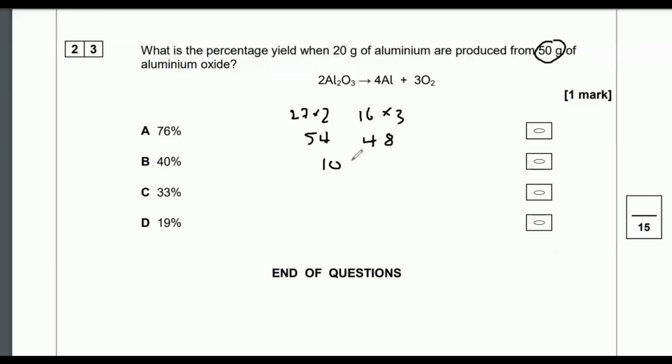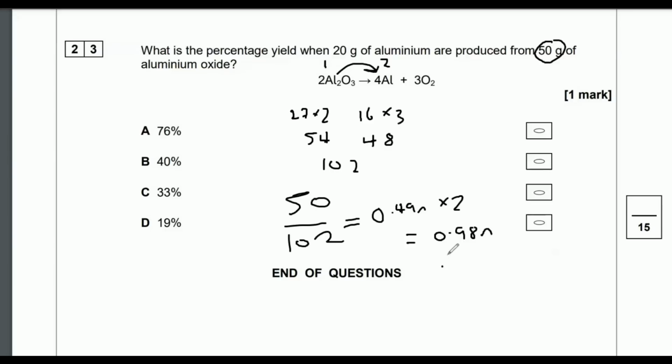So first of all, 2 times 27 for the Als is 54, plus 3 oxygens is 48. Whack them together is 102. That's the Mr of aluminium oxide. 50 divided by Mr, so mass over Mr gives me moles, 0.49 moles. It's a 1-to-2 ratio with the aluminium, or 2 to 4. So I'm going to make 0.98 moles of aluminium if all goes well. What is that in grams? So I'm going to times moles by the Mr of aluminium, or Ar, I should say technically. And that's going to give me 26 point something grams. That is the maximum amount of aluminium we should be able to make.